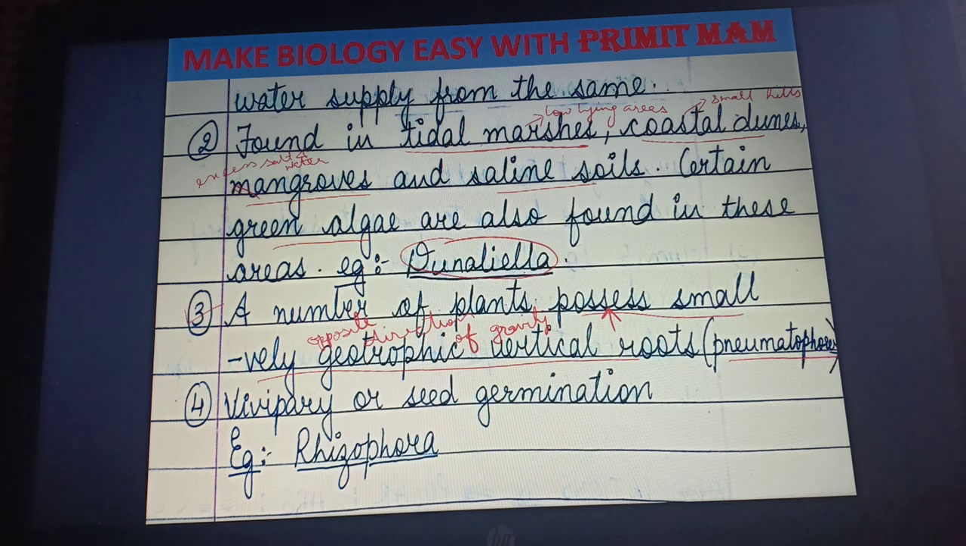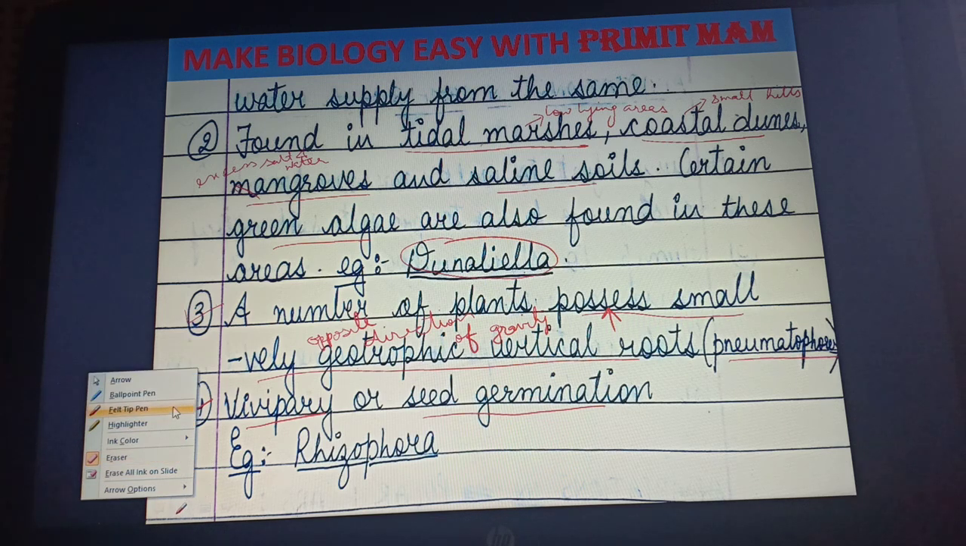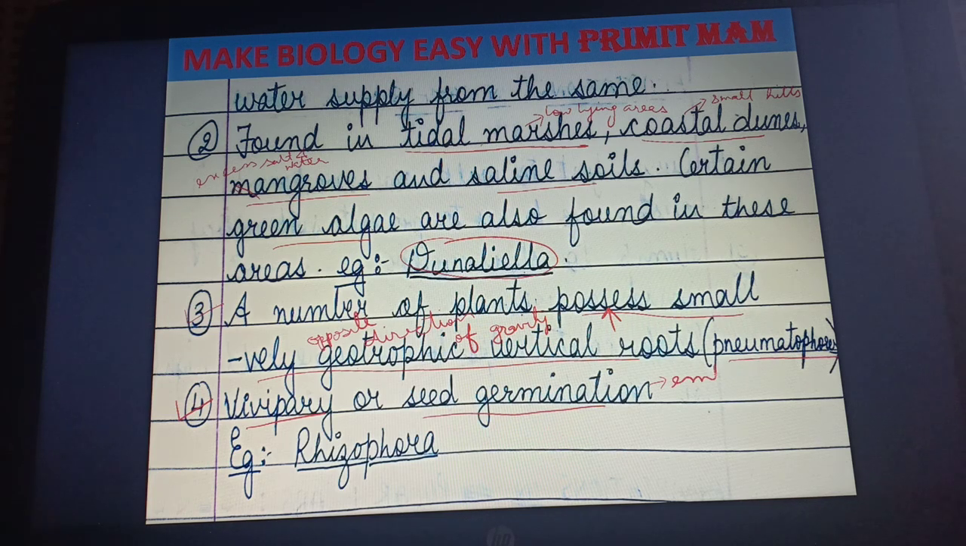Now the fourth adaptation observed in these plants is vivipary, or seed germination. In this case embryo development takes place before the fruit is detached from the plant. That is, when the fruit is attached to the plant, the embryo gets developed or the seed germination takes place. An example is Rhizophora. Let us see the next slide.